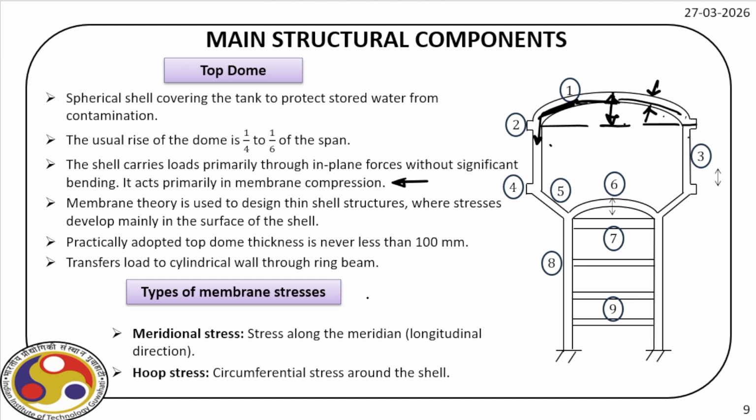So what are the types of membrane stresses available at this section? Meridional stress, stress along the meridian, that is longitudinal direction, and then hoop stress. We are familiar with hoop stress. Earlier we have actually designed water tanks against hoop stress. So it is the stress that is developed if you have a load acting in the lateral direction, so that will produce a hoop stress over this shell structure, and accordingly we have to design.